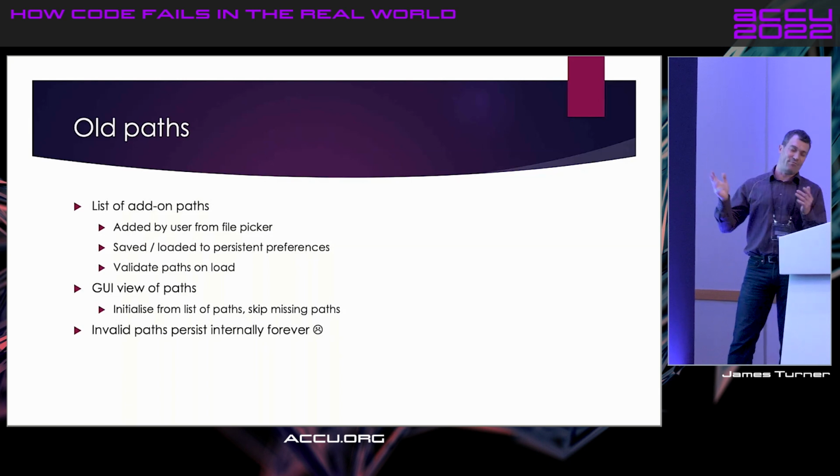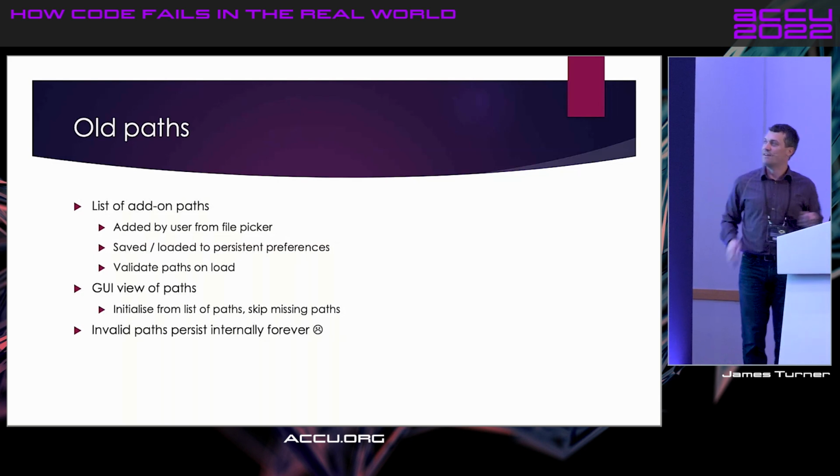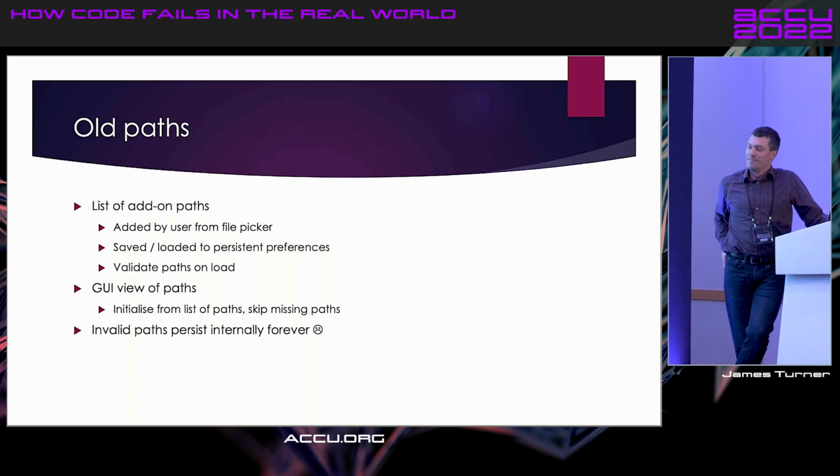Back in the old days, you had to specify it every time in some environment variable. We actually persist it. We have a GUI for it. That's fine. And we validate the paths on load. Nothing surprising here at all. So then we have a GUI to modify this.